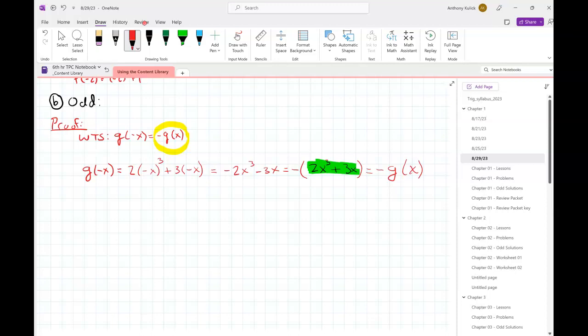And now what have I done? G of negative x equals negative g of x. That completes my proof. Yes?